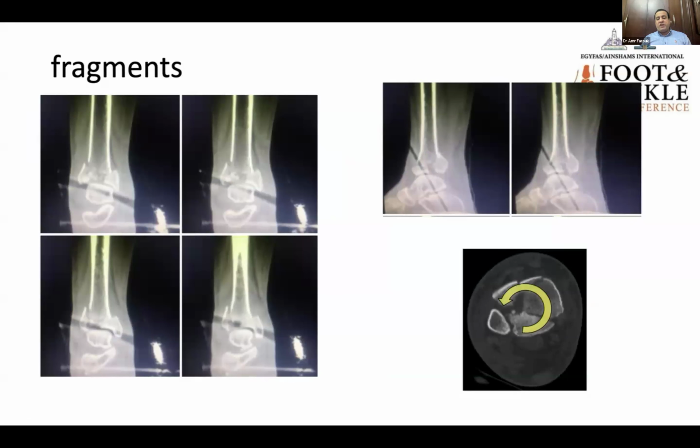So if this is our sequence of fixation, as you have said, the fibula first, and then the posterolateral fragment of the tibia, and then moving from posterior to anterior in this sequence. What will be the position and the approach I am going to use in order to fix?